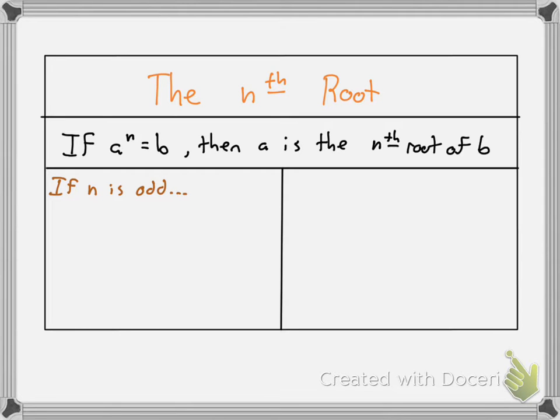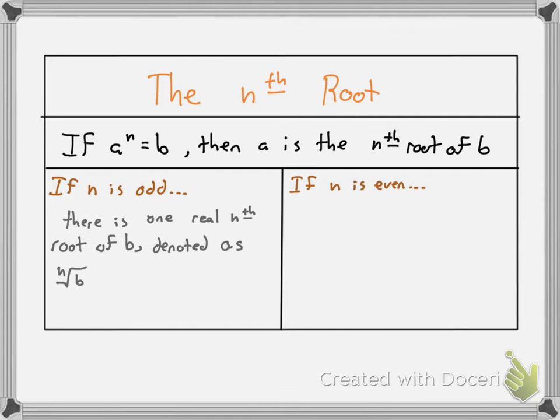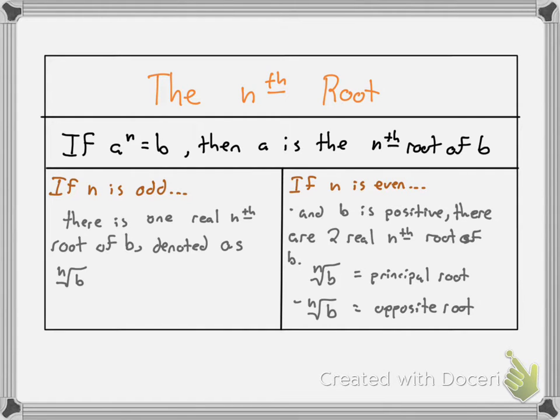If n, or your power, is odd, then there is only one real nth root of b, denoted as the nth root of b. Although if n is even and b is positive, there are 2 real roots of b. I call the nth root of b my principal root. I call the negative nth root of b my opposite root, just for vocab's sake.